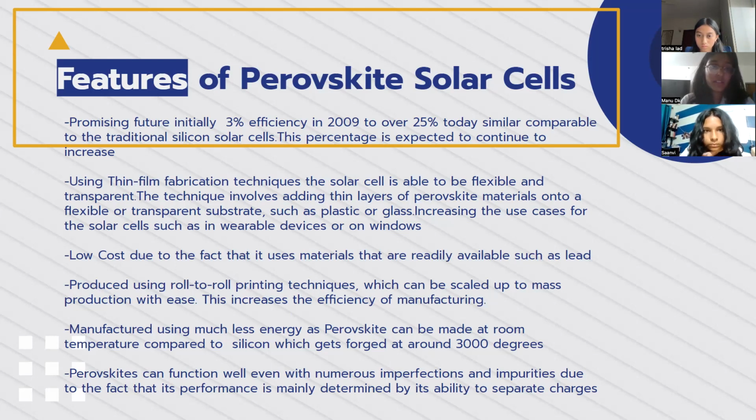Additionally, the perovskite solar cells are low cost due to the fact that it uses materials that are readily available, such as lead, and the production process uses roll-to-roll printing techniques, which can be scaled up to mass production with ease. This increases the efficiency of manufacturing. And additionally, manufacturing the perovskite cell uses much less energy, as it can be made at room temperature compared to the silicon, which can be forged at around 3,000 degrees, making it much worse for the environment through the combustion process. Additionally, perovskites can function even with numerous imperfections and impurities due to the fact that the performance is mainly determined by its ability to separate the charges.